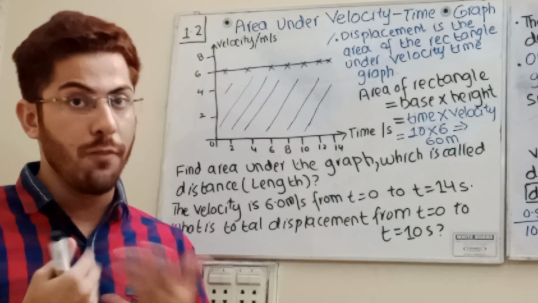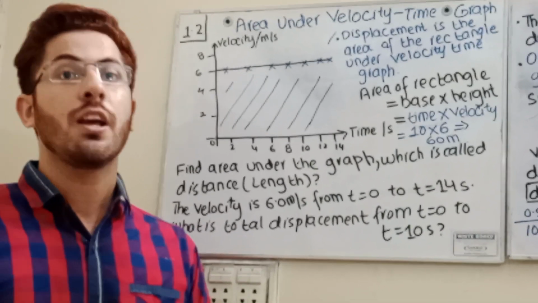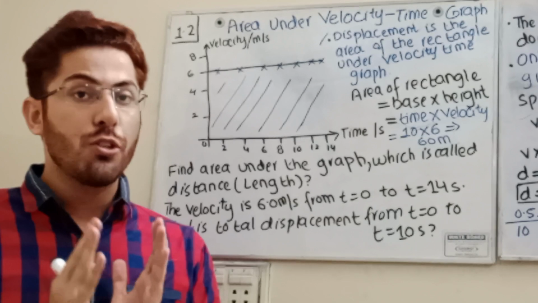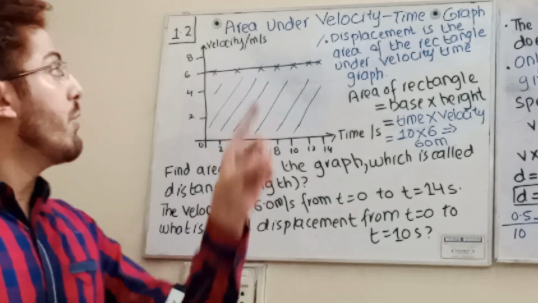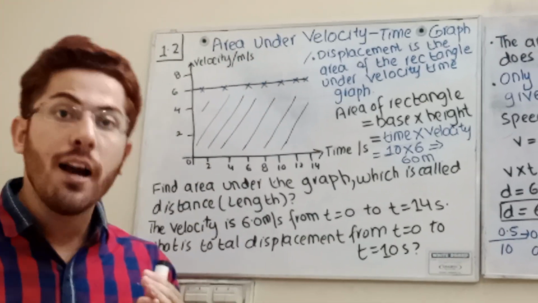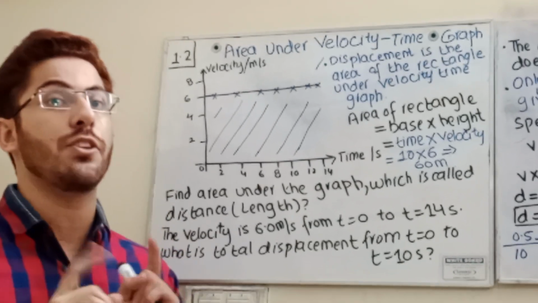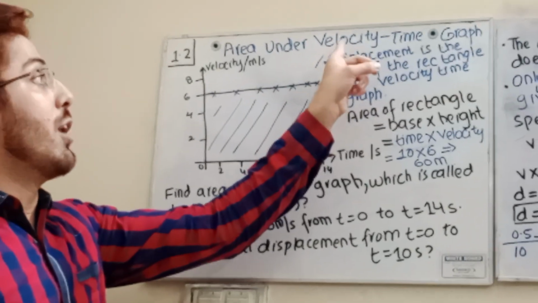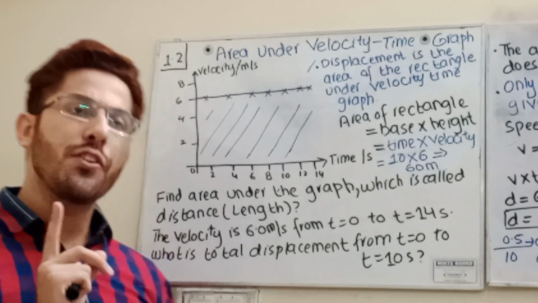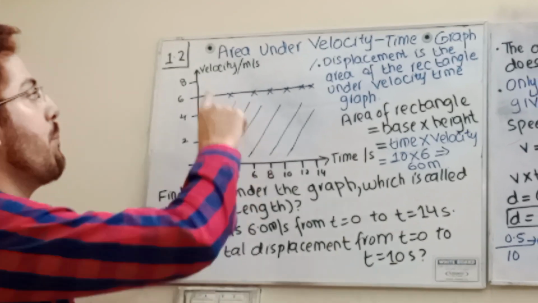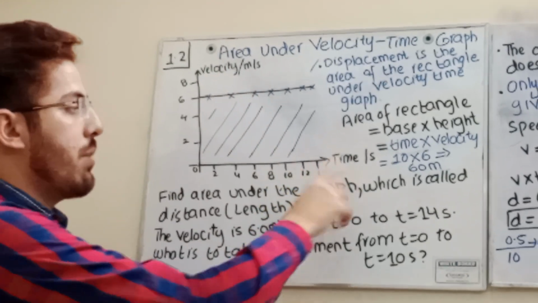In the previous video we solved displacement-time graph questions and velocity-time graph questions, and all of your confusions have been resolved. Now remember one thing: we are dealing with the area under the graph, only the area under the velocity-time graph. Always remember, you are given velocity and you are given time.